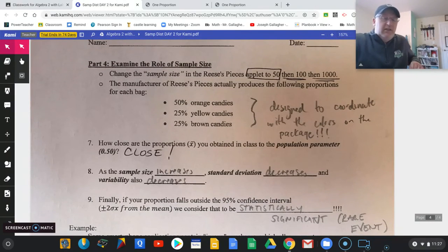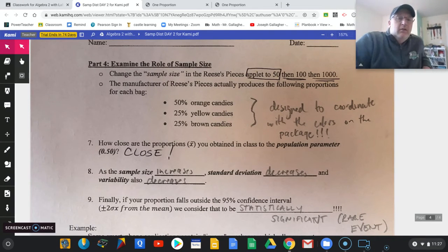Well, that's actually what the next page in our notes is talking about. With part 4, we're going to examine the role of sample size, and using the simulation, we're going to change it from 25 to 50 to 100, then 1,000, and watch what happens when we run that simulation with that many. Now, I need to ask you to be patient because it does go a little bit slower when it has that many of them.